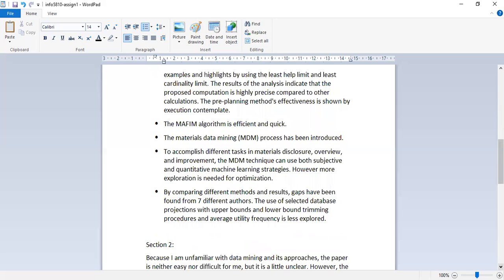To accomplish different tasks like materials disclosure, overview, and improvement, the MDM techniques can use both subjective and qualitative machine learning strategies. However, more exploration is needed for optimization. That's what the author found from the 7 different others. He found some gaps in all the work done by them. I can name the 7 different others.